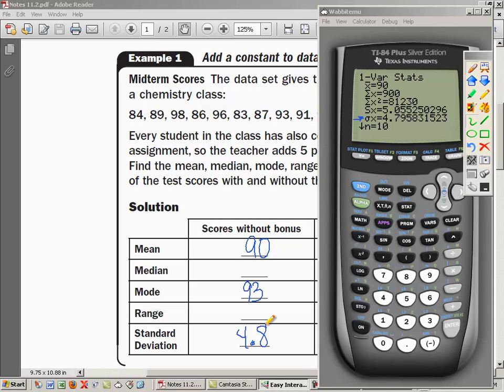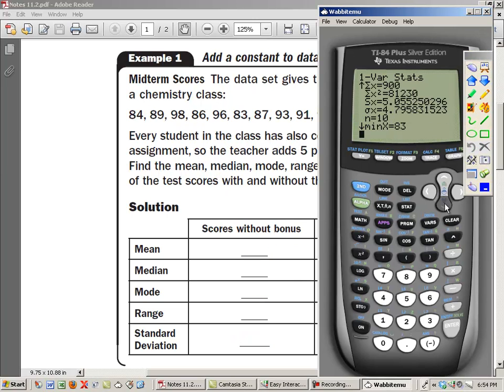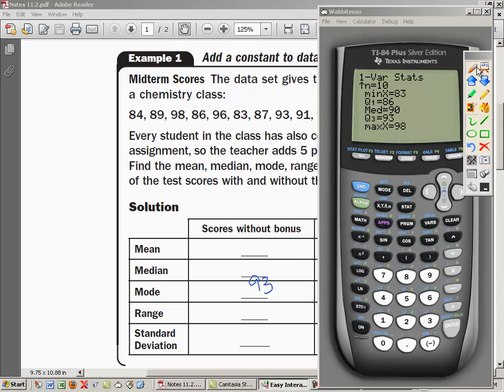All right, and so now let's scroll down to some of the values down below. And let's take a look at, first of all, the median. Our median is given as 90. And our range is 98 minus 83, which is 15.